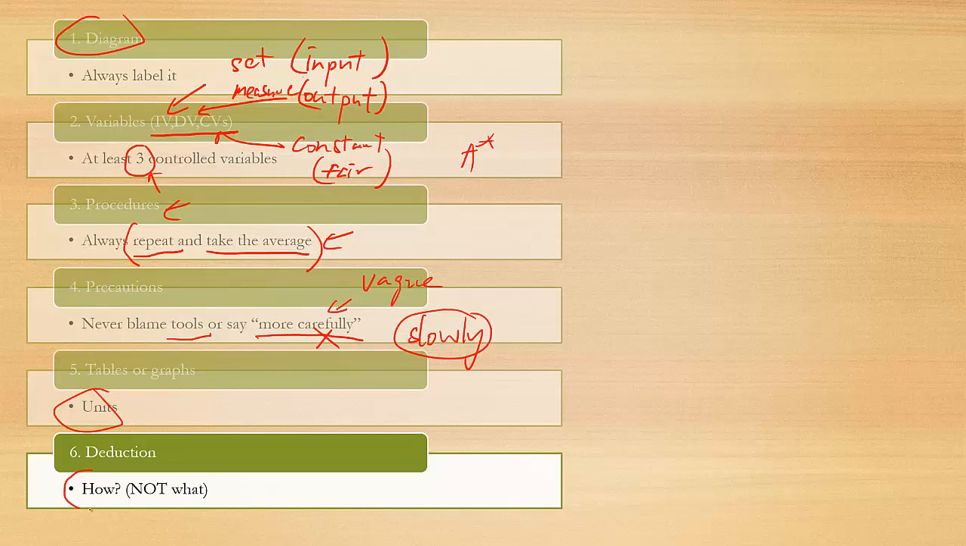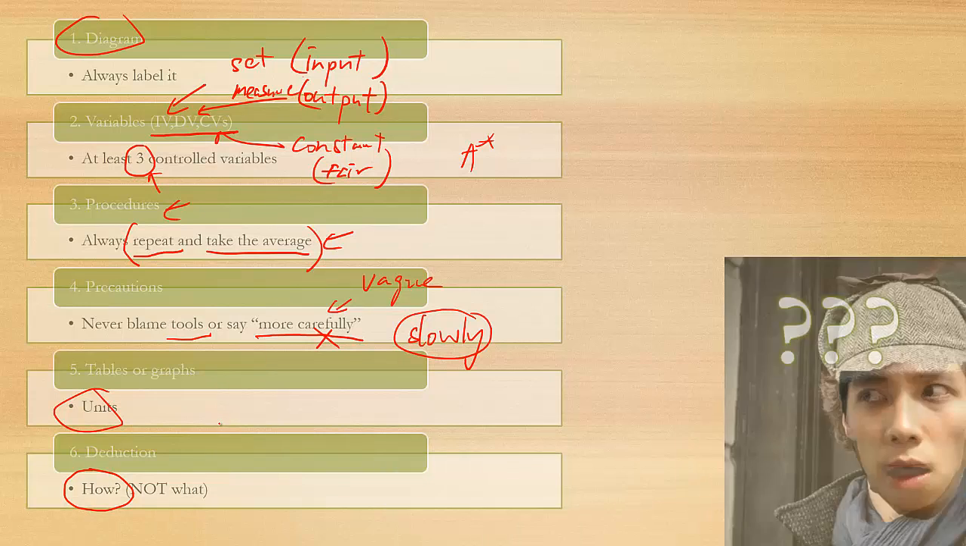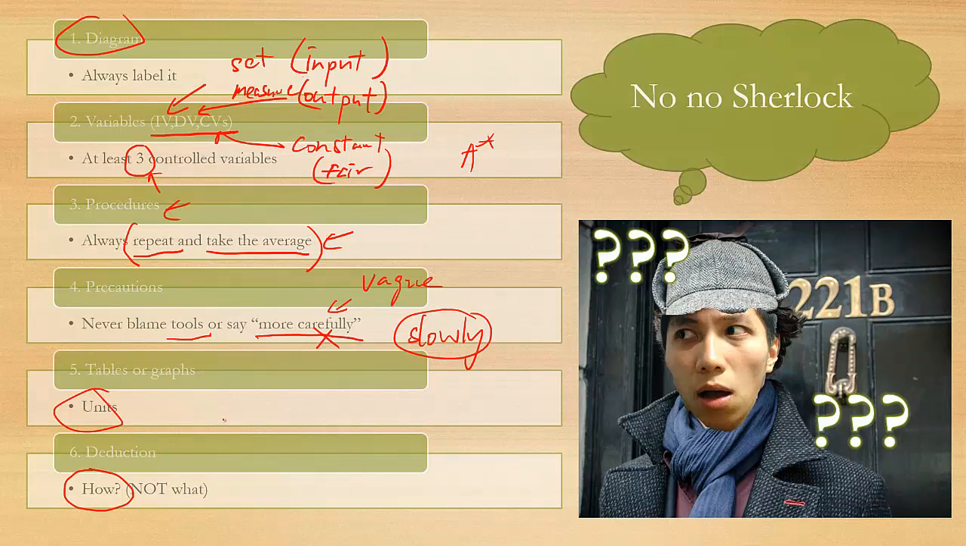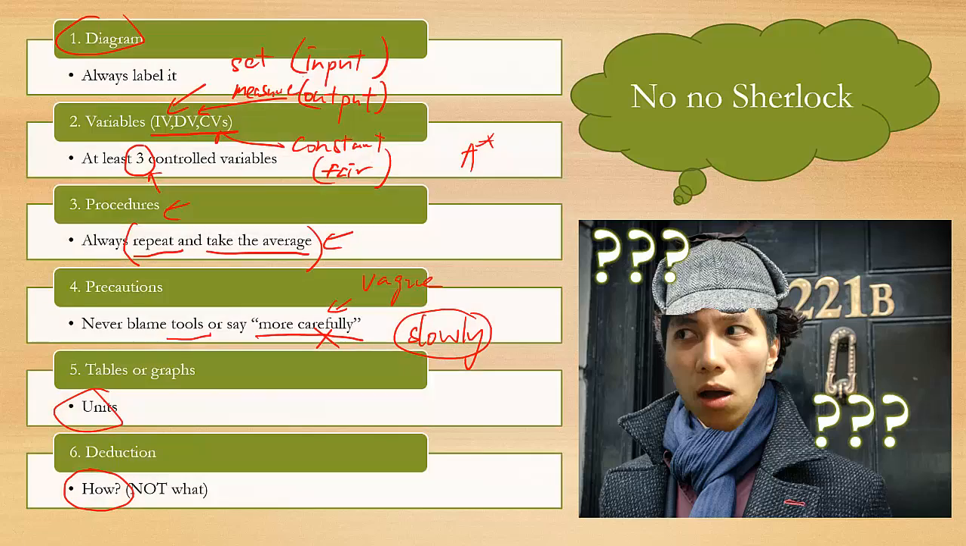Instead, it is about how to interpret the result from the experiment. You should tell the marker how you can do that, so I'll call it deduction instead. Make sure you write your answer explicitly, assuming the markers know nothing about your experiment. Therefore, you can always be safe.